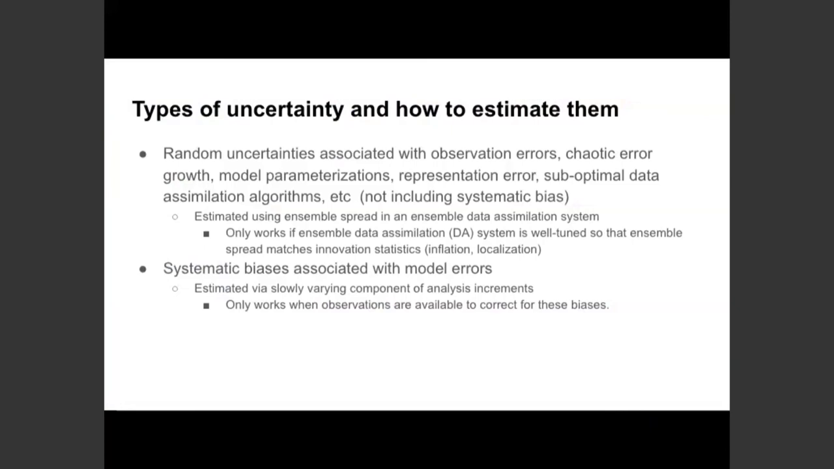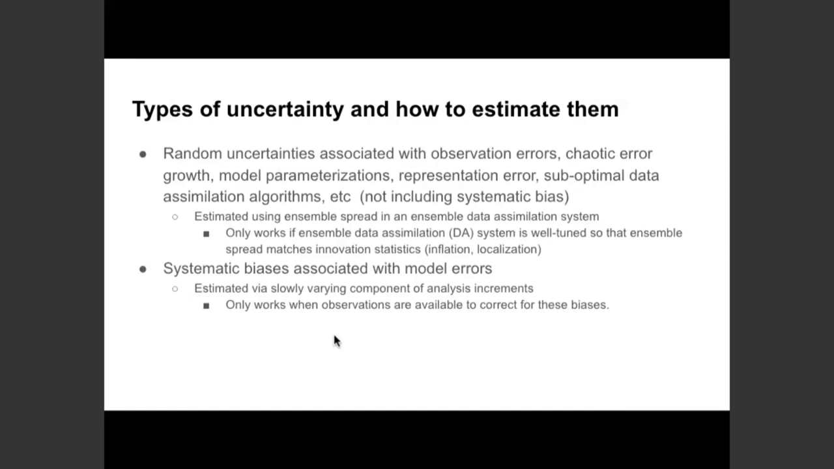So I'm going to talk mostly about random uncertainties, but also about how to estimate systematic biases. Random uncertainties represent the interplay between chaotic dynamical error growth and uncertainties in the analysis system itself. For example, observation errors, representation error, and other suboptimal components of the data assimilation system, but they don't include the systematic, slowly varying component of the bias. You really need an ensemble-based data assimilation to estimate this portion of the uncertainty. Typically, the ensemble spread or the variance of the analysis ensemble is used to represent this.